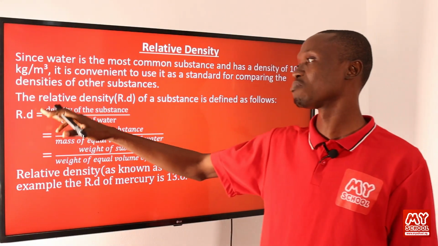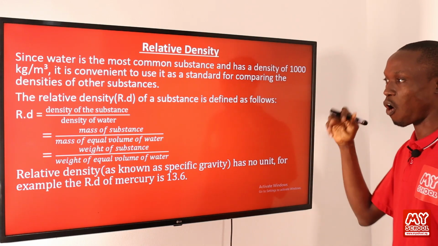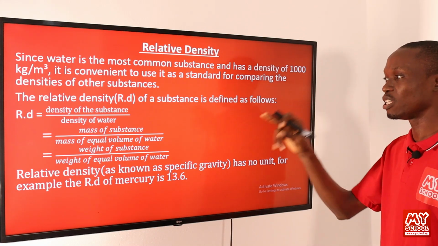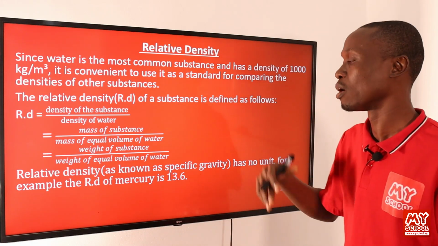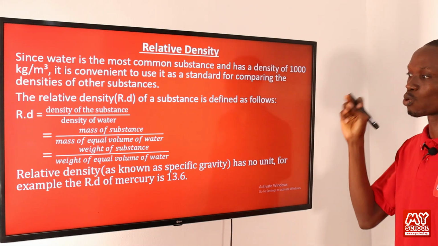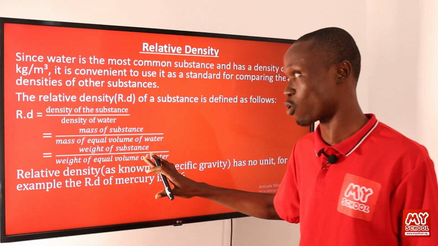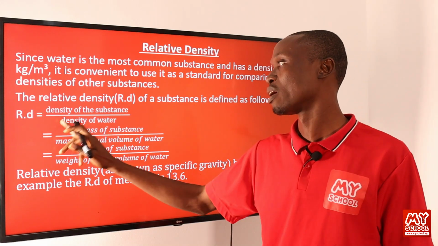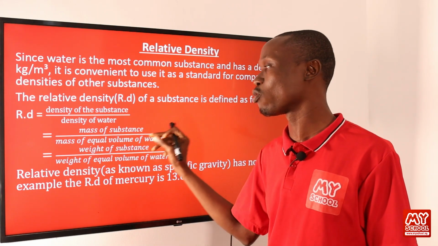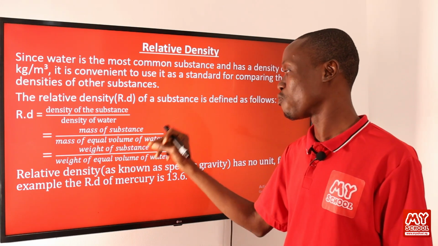Okay, so we can define relative density as the ratio of the density of the substance to the density of water, or the ratio of the mass of a substance to the mass of an equal volume of water, or we can also define it as the ratio of the weight of a substance to the weight of equal volume of water. So mathematically, relative density is expressed as follows. Density of the substance over density of water, or mass of substance over mass of equal volume of water, or weight of substance over weight of equal volume of water.